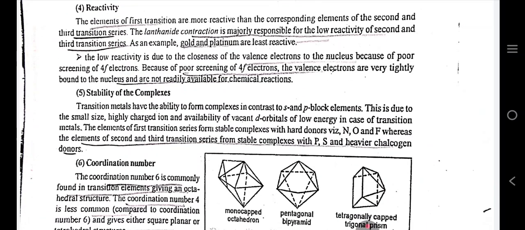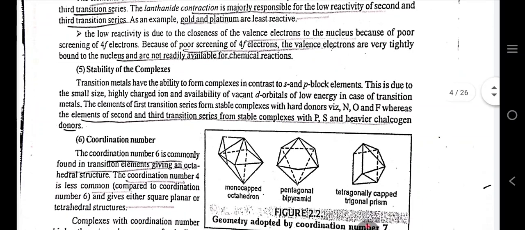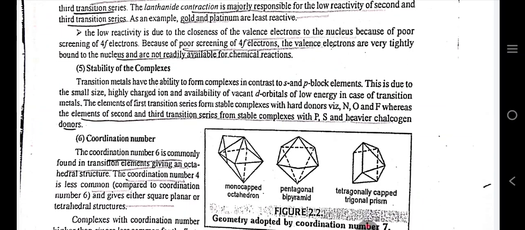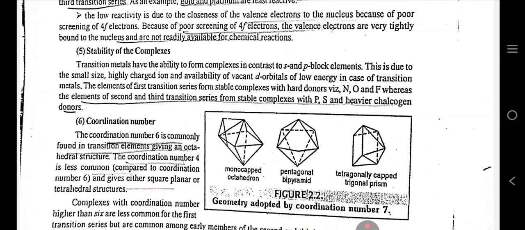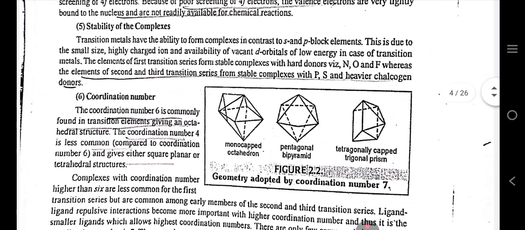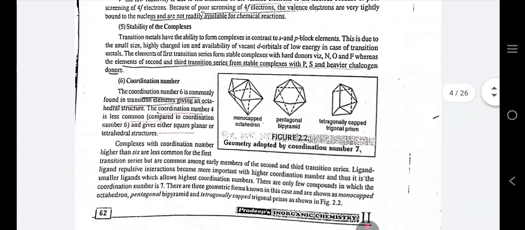Reactivity. The elements of the first transition series are more reactive than the corresponding elements of the second and third transition series. The lanthanide contraction is majorly responsible for the low reactivity of the second and third transition series. As an example, gold and platinum are less reactive. The low reactivity is due to the closeness of the valence electrons to the nucleus because of poor screening by 4f electrons. Because of poor screening by 4f electrons, the valence electrons are very tightly bound to the nucleus and are not readily available for chemical reactions.